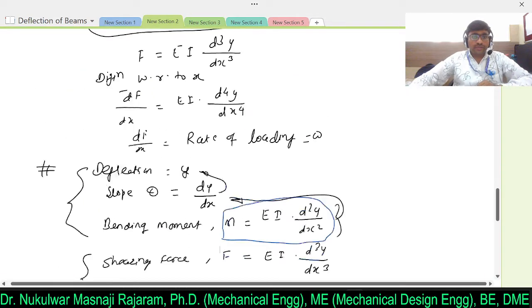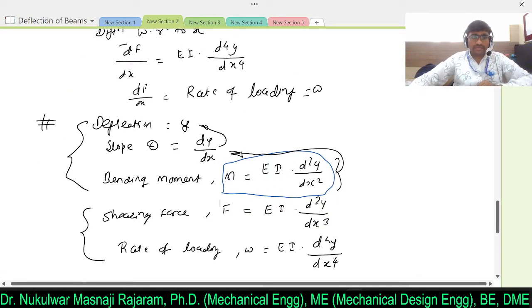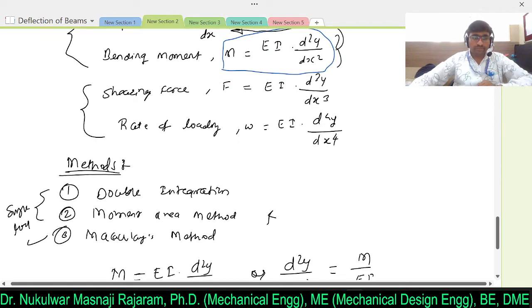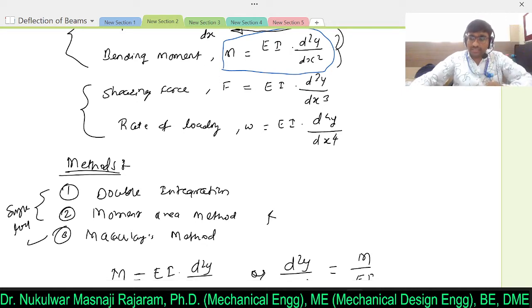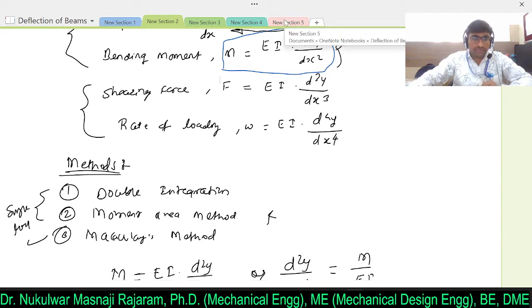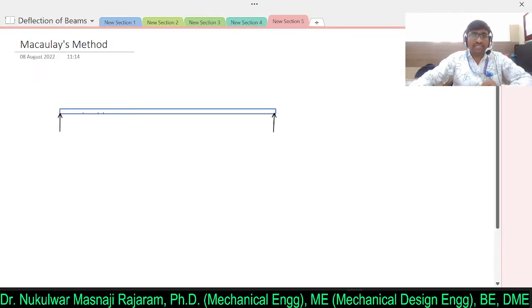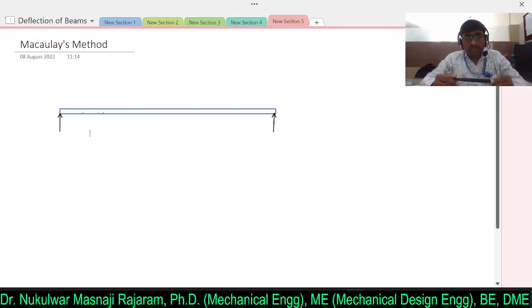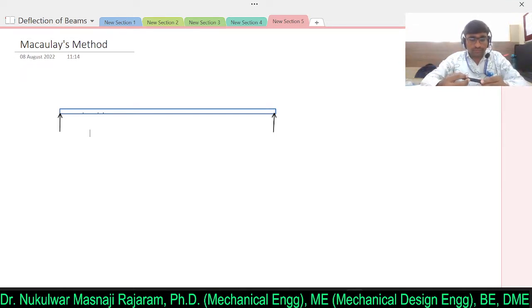In the last session we have seen the relation between the slope, deflection, bending moment, shearing force and rate of loading, and we have seen different methods to evaluate the deflection and slope of the beam under standard conditions. We learned the double integration method through which we can evaluate the slope and deflection of a simply supported beam subjected to point load or UDL. If you observe, that was a complicated, or we can say laborious, method to get the deflection or slope of the beam at any section.